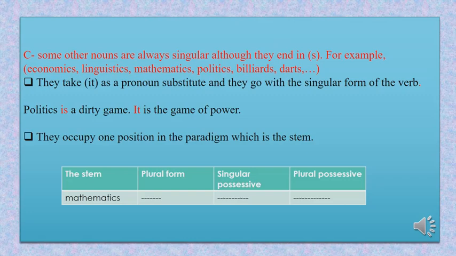Regarding their position in the noun paradigm, these nouns occupy the stem position only because they don't have a plural form, so the plural form is empty. They don't have a singular possessive or plural possessive forms because they are inanimate, so in the noun paradigm, these nouns occupy only one position, which is the stem. For example, mathematics, we have to write mathematics in the stem, and we have to leave the plural form, the singular possessive and the plural possessive empty. So the noun paradigm of mathematics is mathematics as the stem only.